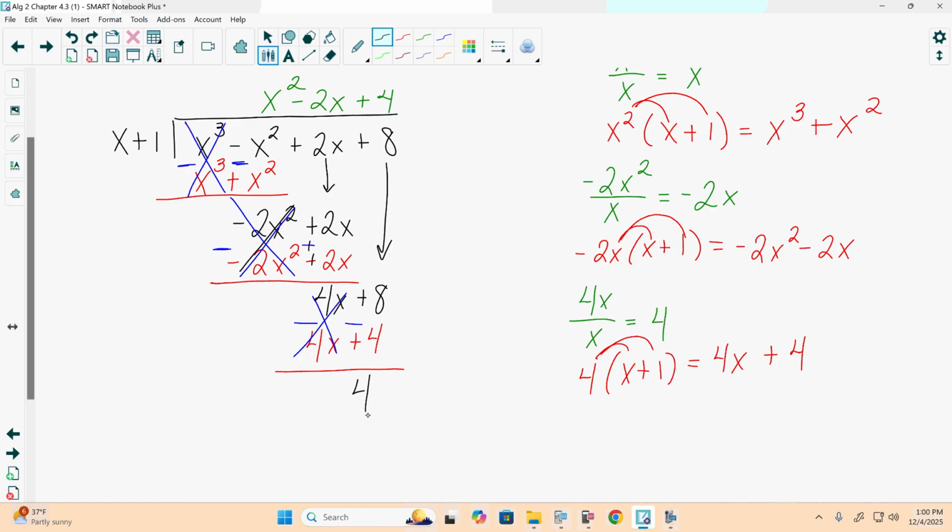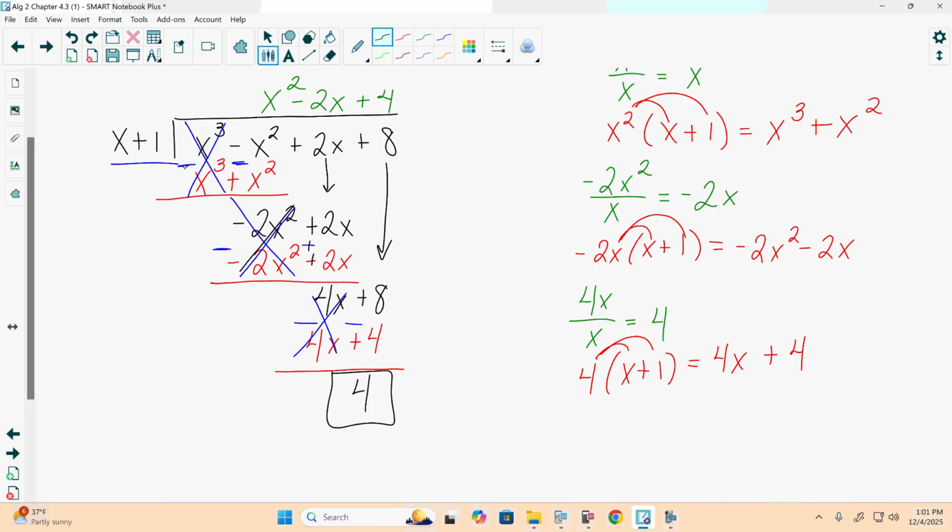Do we have another number to bring down? No, that's it, right? How many numbers do we have on the bottom left over? 1, yes? How many terms do we have outside the division symbol? 2, we're done. Because when the number of terms down here is less than the number of terms here, we are done. When the degree of the remainder is smaller than the degree of what we're dividing it by, we are done.